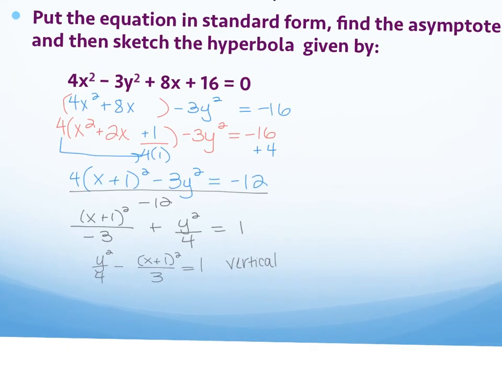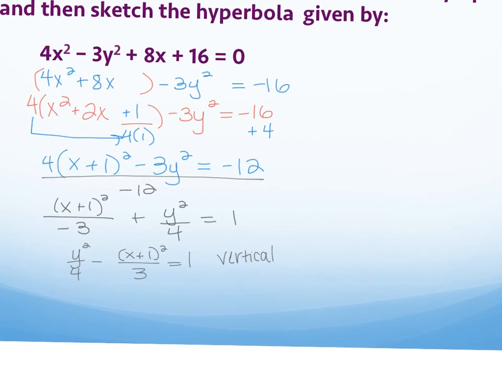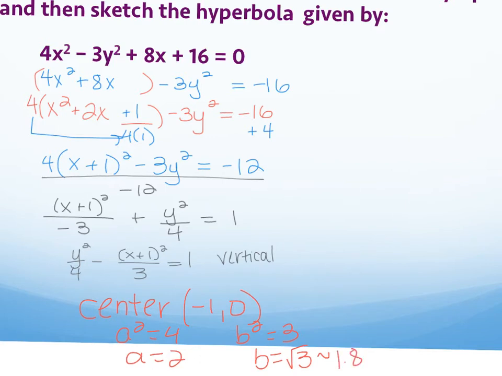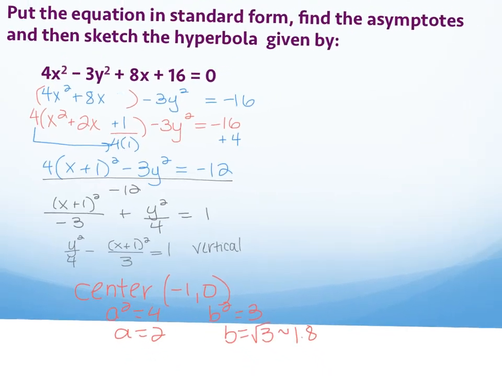Okay, so now tell me what else you know about your equation, or your graph. Good. Center's at negative 1, 0. What's a squared? 4. Which means a is 2. What's b squared? 3. Which means b is square root 3. For graphing purposes, I'm going to approximate that. It's pretty close to square root of 4 or 2, so I'm going to say this is maybe 1.7, 1.8. And now I'm going to graph.